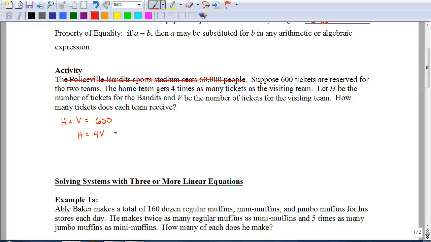But for this one, we don't need our calculators. What we're going to do is take this. We know that H is the same as 4V, so I can take that 4V and put that in there for H. So in other words, I could say it's 4V plus V equals 600. Well, now this is real easy because 4V plus V is 5V. Divide both sides by 5 and I get V equals 120. So I know that the visiting team gets 120 tickets.